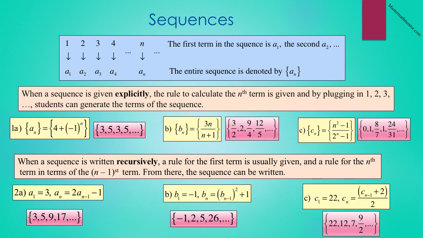In C, c sub 1 equals 22, and c sub n equals the quantity c sub n minus 1 plus 2 all over 2. Our first term is 22. So the second term is our first term, 22, plus 2 over 2, which is 12. Our third term is 12 plus 2 over 2, which is 7. Our fourth term is 7 plus 2 over 2, which is 9/2, etc.